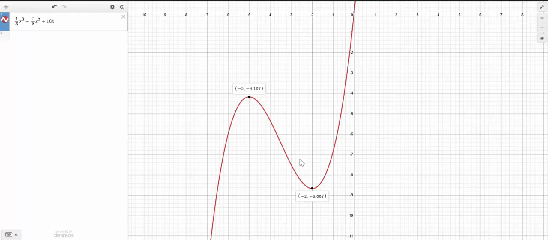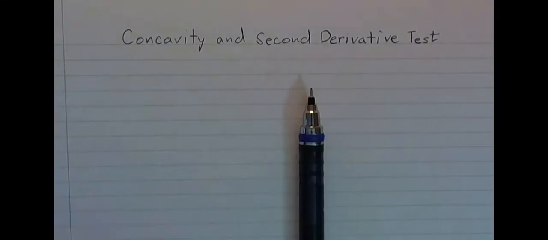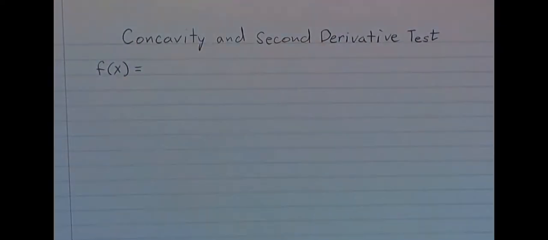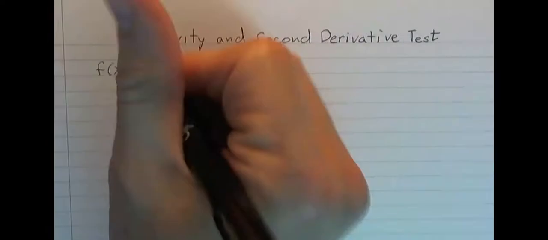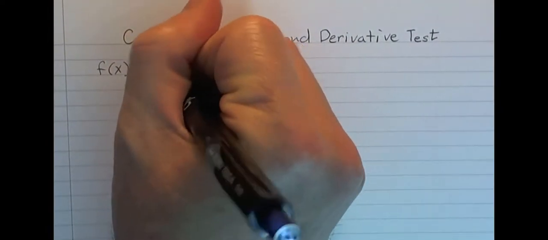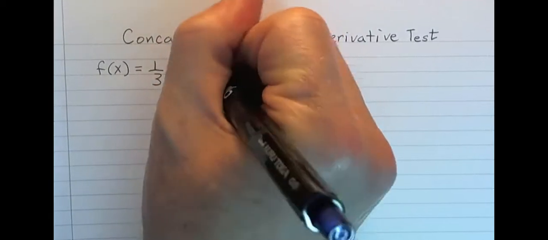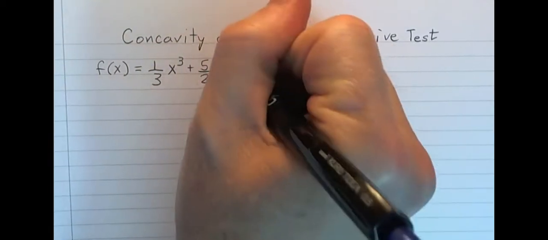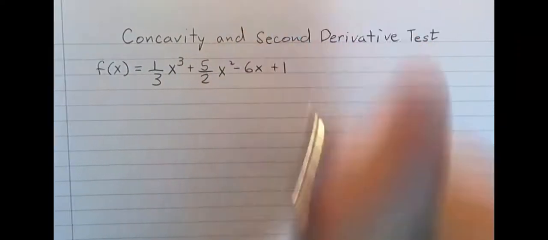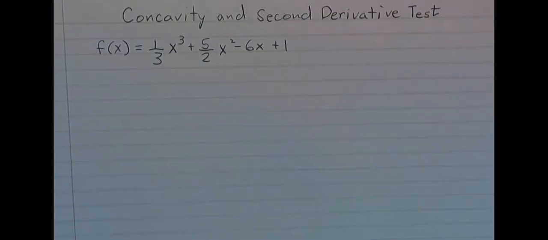Now, if you plug that critical number in, like in this case a -2, into the second derivative, and the second derivative is positive, that indicates you have a minimum. See? Because you have concave up there. So let's look at an example. How we would use calculus, the first and the second derivative, to analyze the graph of a function. So here, let's use this one. We've got 1/3 x cubed plus 5/2 x squared minus 6x plus 1.